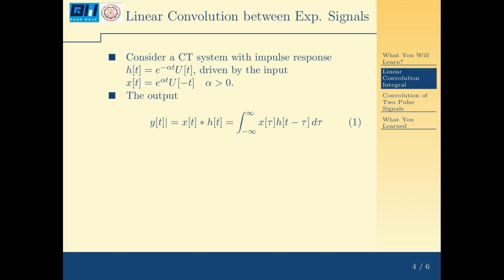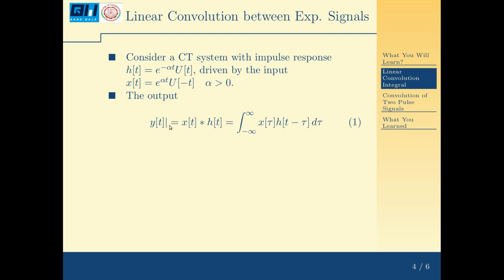Now let us consider the linear convolution between two exponential signals. Consider a continuous time system with the impulse response h(t) equal to e raised to minus alpha t u(t), an exponentially decaying signal, where u(t) is the unit step, driven by the input x(t) equal to e raised to alpha t u(minus t). This is a flipped exponential signal, for alpha greater than 0.